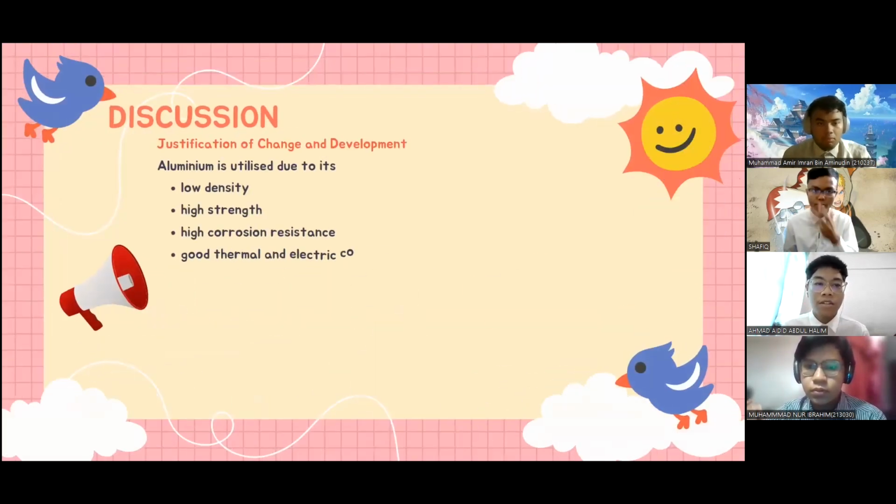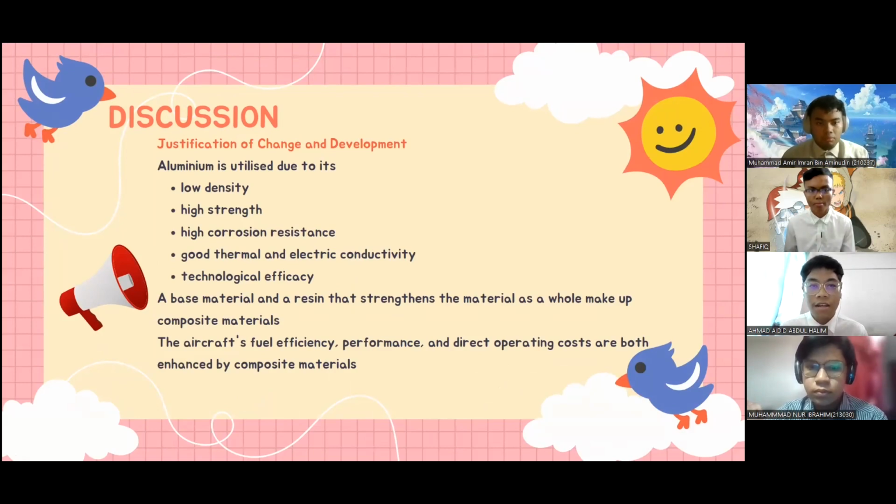So, aluminum is utilized due to its low density, high strength, high corrosion resistance, good thermal and electric conductivity, and technological efficacy. However, aluminum is not utilized for aircraft skin surfaces because it loses its high strength at high temperature. Steel can be 3 times stronger and heavier than aluminum because it is an alloy of iron and carbon. Due to its strength and hardness, it is typically used in landing gear and aircraft skin due to its high heat resistance.